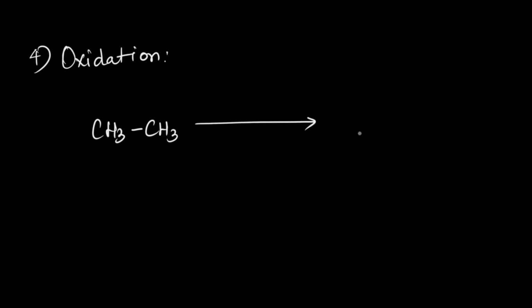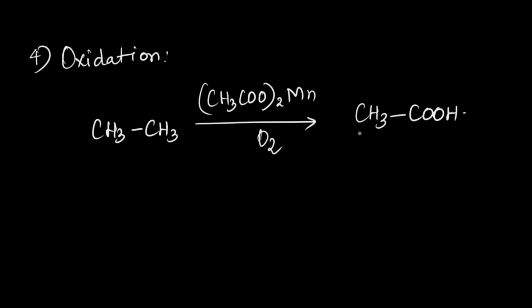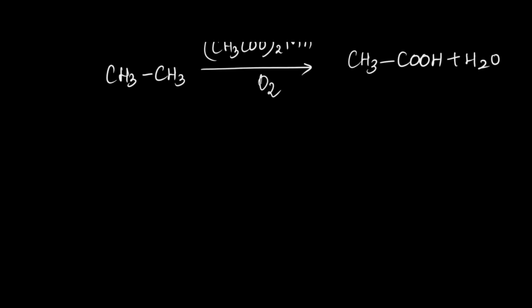Then the next reaction is oxidation. Oxidation means, as we very well know, addition of oxygen can happen. So here I am taking CH3 in the presence of (CH3COO)2Mn. Where the oxidation happens, it will give acetic acid as an end product along with the elimination of H2O. What if I am taking a tertiary alkane? So for example, like this.